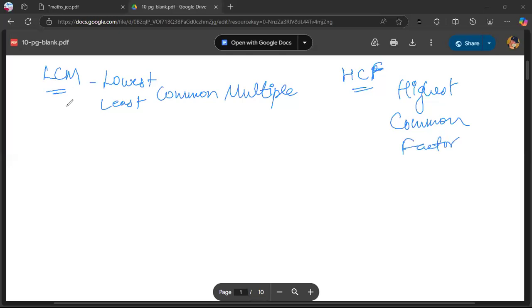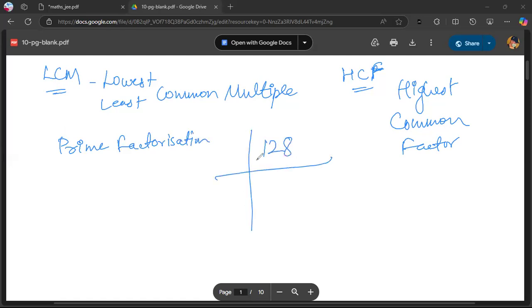Highest common factor. For both of these, we need to find the prime factorization of any number. For finding prime factorization, we simply write the number. Let's take the number as 128.